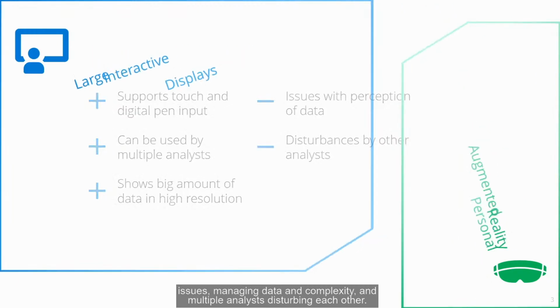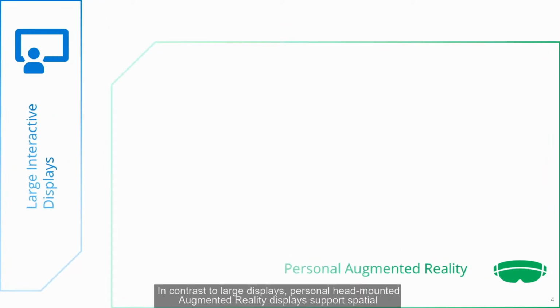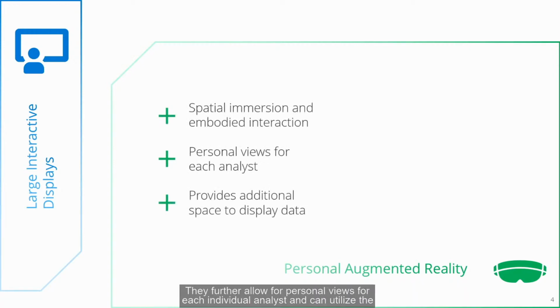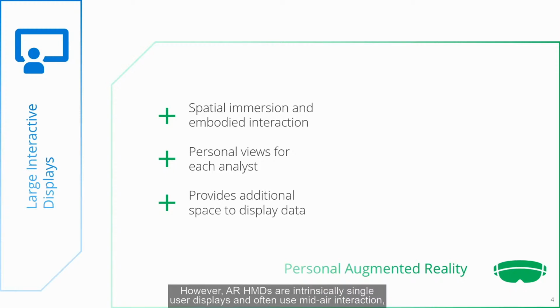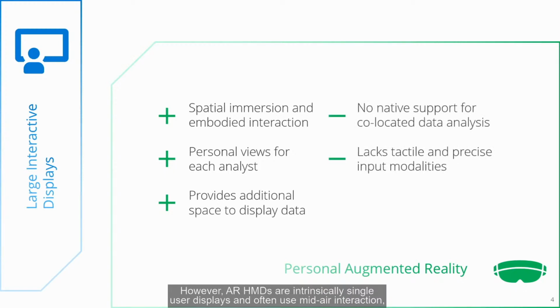In contrast to large displays, personal head-mounted augmented reality displays support spatial immersion and embodied interaction. They further allow for personal views for each individual analyst and can utilize the space around the display to visualize additional data. However, AR HMDs are intrinsically single-user displays and often use mid-air interaction, which lacks tactile feedback and precise input.